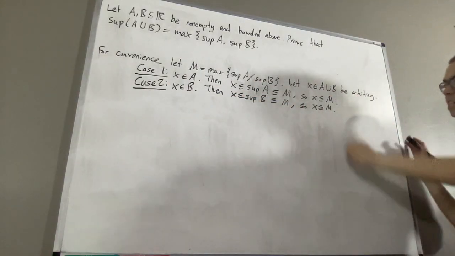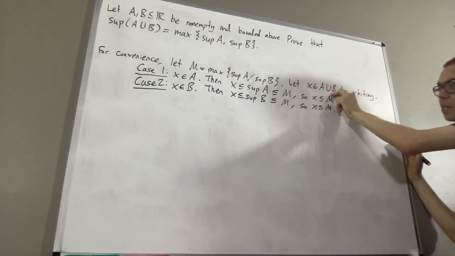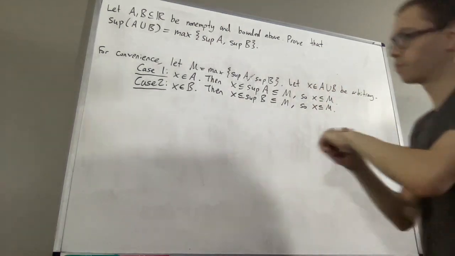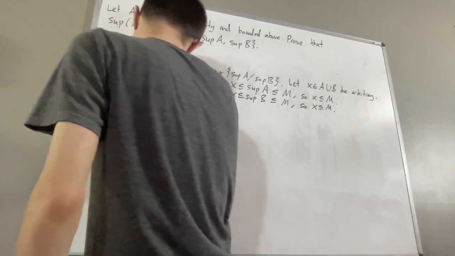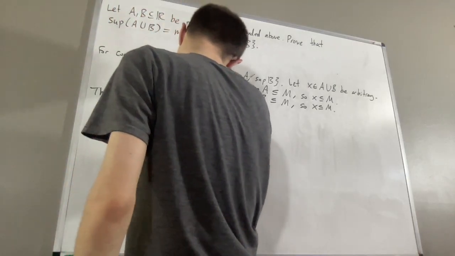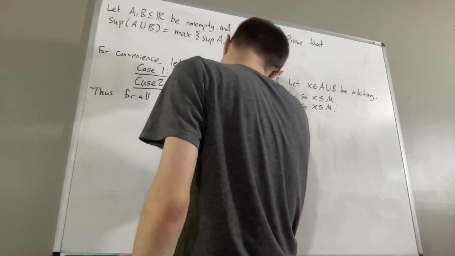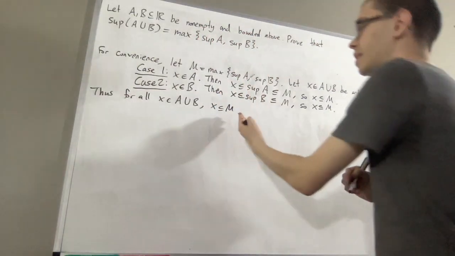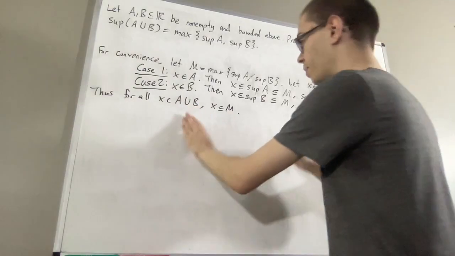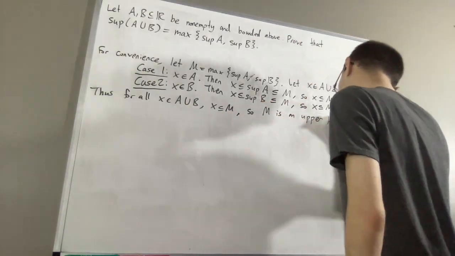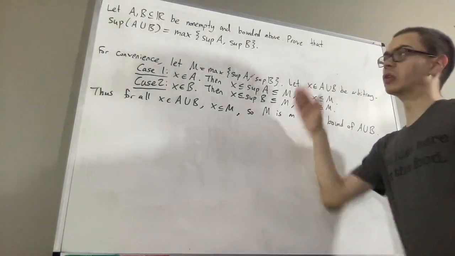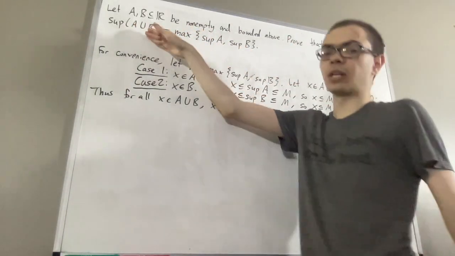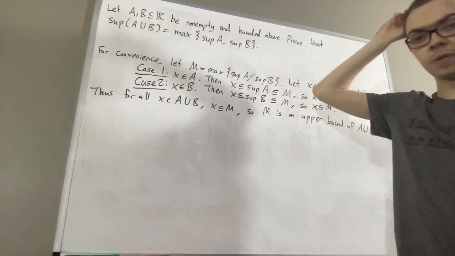So this shows, given any x in the union of A and B, we have x less than or equal to M. So we can say, for all x in the union of A and B, x is less than or equal to M. And that shows M is an upper bound of the union of A and B. Now we want to show M is the least upper bound of the union of A and B. So we want to verify that second condition.